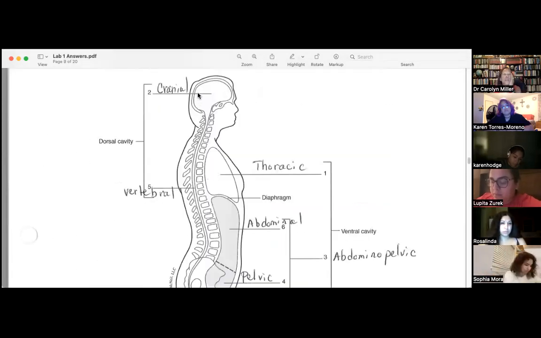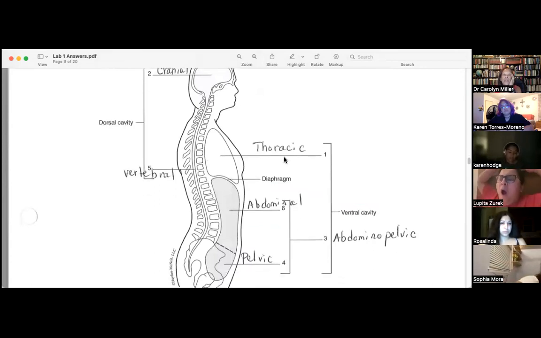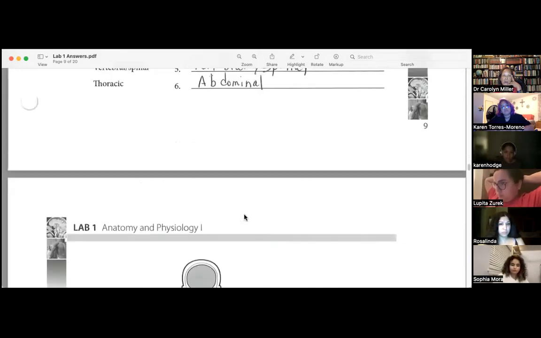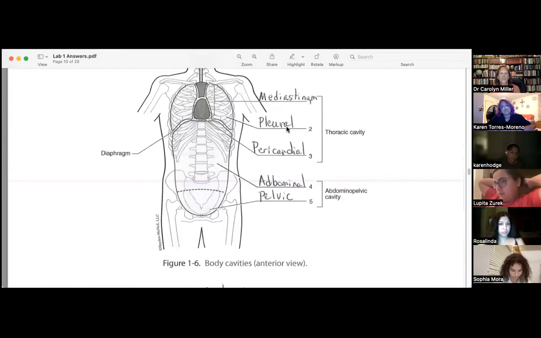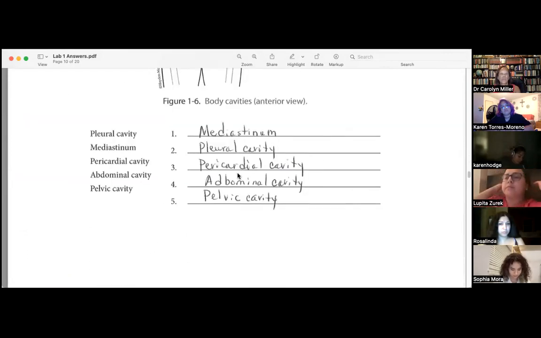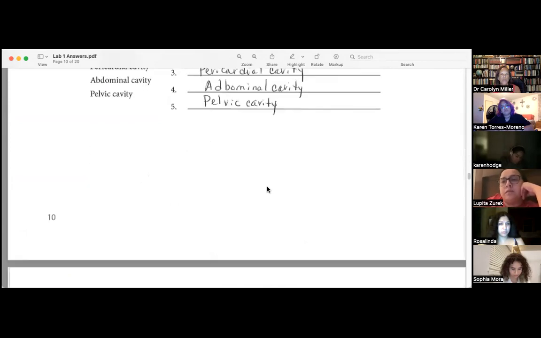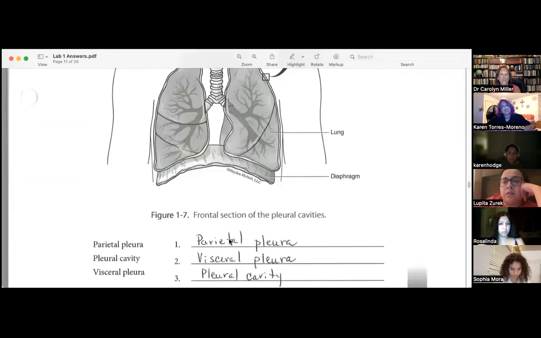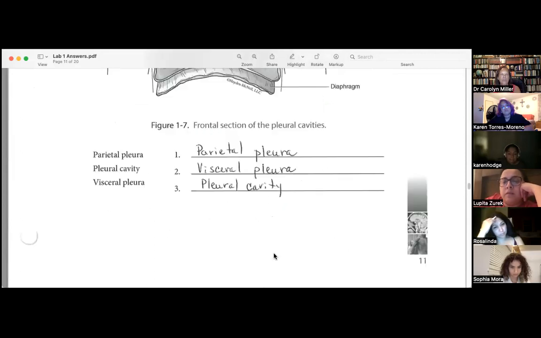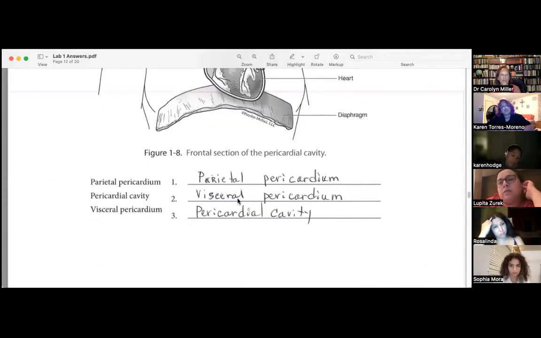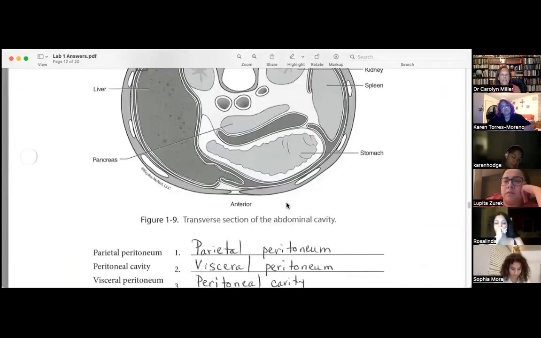The dorsal body cavity: dorsal, cranial, and vertebral. And then the anterior ventral body cavities: you have your thoracic with the lungs and the heart, pleural and pericardial regions. And then the abdominopelvic, in my abdomen is the peritoneal. And here you have either parietal or visceral pleura, either parietal or visceral pericardium, and the same for peritoneum in the intestines.